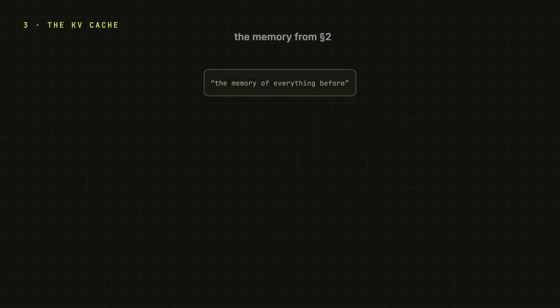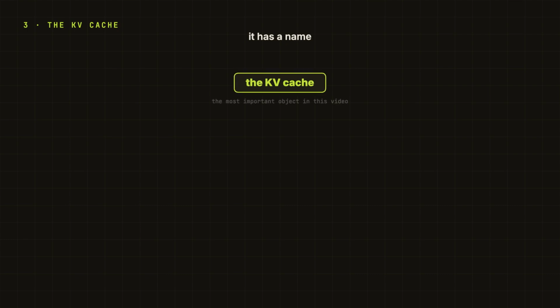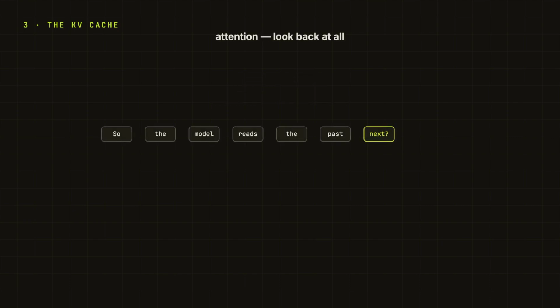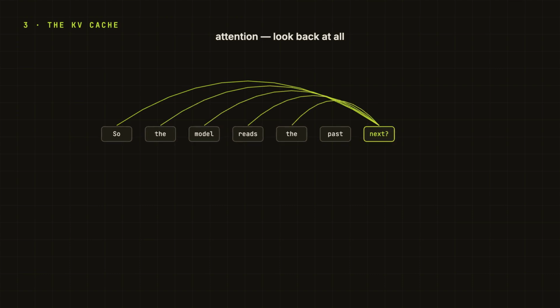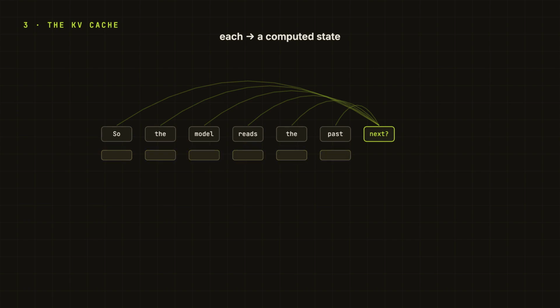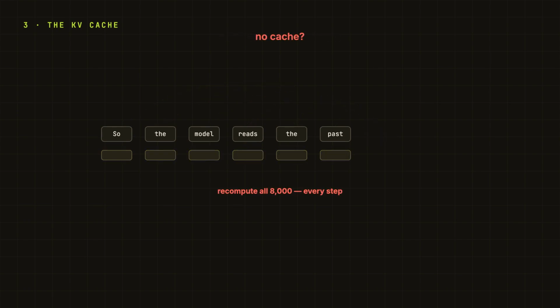So decode reads the memory of everything before. Let me make that concrete, because this memory has a name, the KV cache. And it is the single most important object in this whole video. Here is the why. When the model generates a token, that token has to look back at every previous token. That is attention. And to do that, each earlier token has some computed state. Now, without a cache, the model would have to recompute that state for all 8000 previous tokens on every single new token. That would be hugely wasteful.